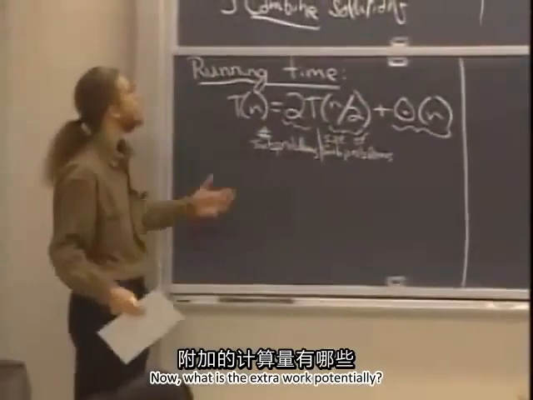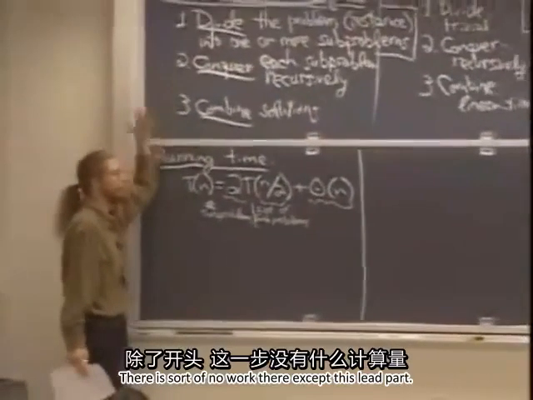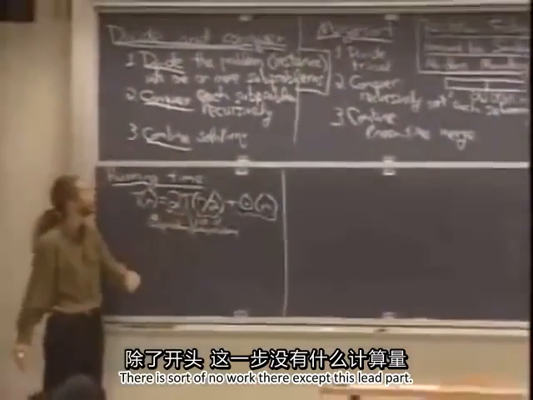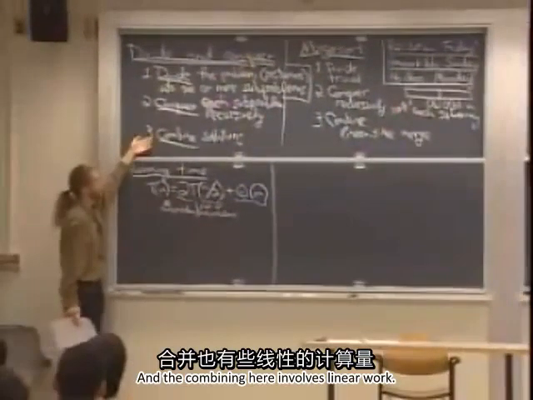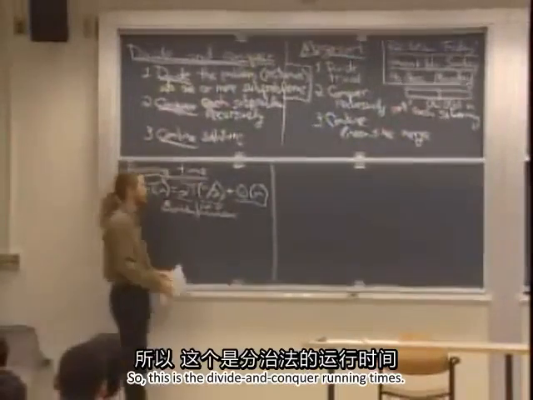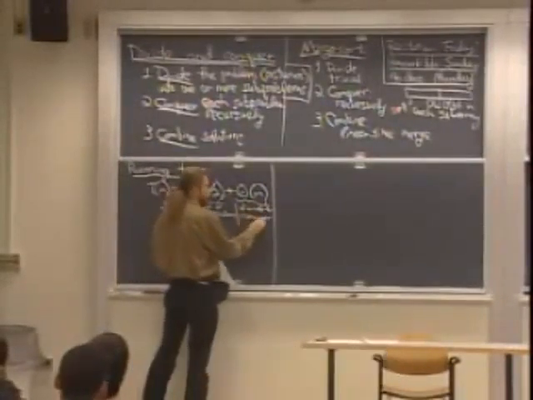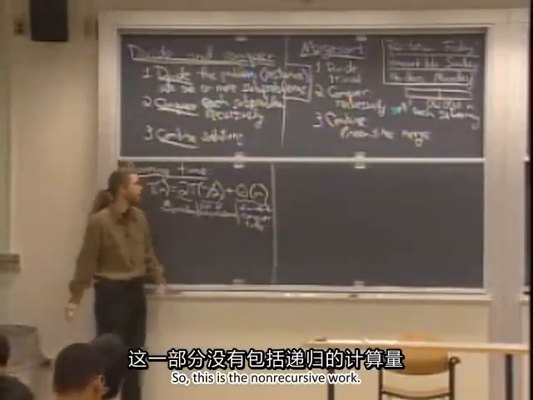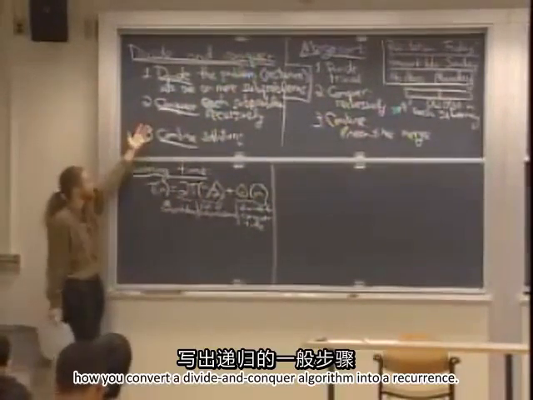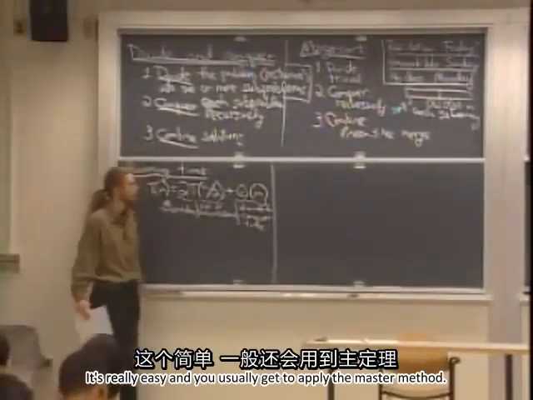Now, what's the extra work, potentially? Well, the conquering is always just recursion, so there's no work there except this leaf part. The dividing, in this case, is trivial, but in general, it might involve some work. And the combining here involves linear work. So this is the divide and conquer running time. So this is the non-recursive work, right? And that's generally how you convert a divide and conquer algorithm into a recurrence. It's really easy, and you usually get to apply the master method.